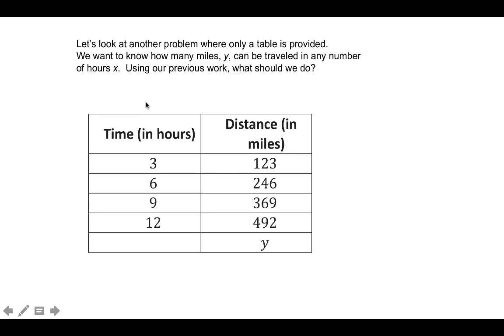Now you look at this problem, and we want to know how many miles y can be traveled in any number of hours x. Using the previous work, what should we do? You have to find the proportion rate, the equation of y. You should be able to find out the distance y that can be traveled in any number of hours x. The same equation that we found previously.